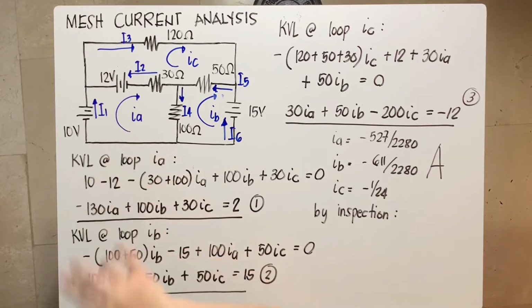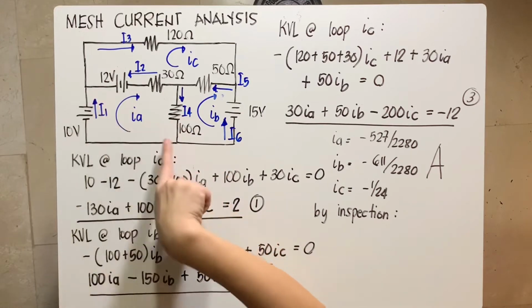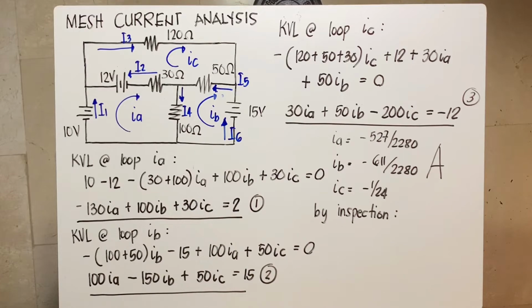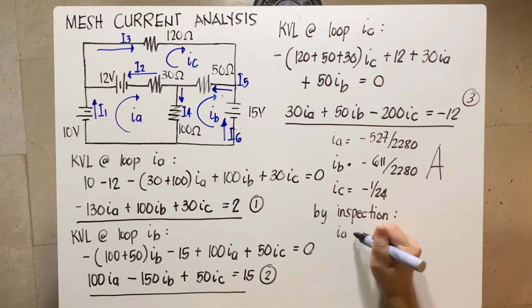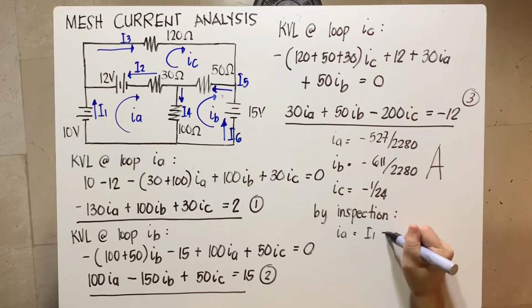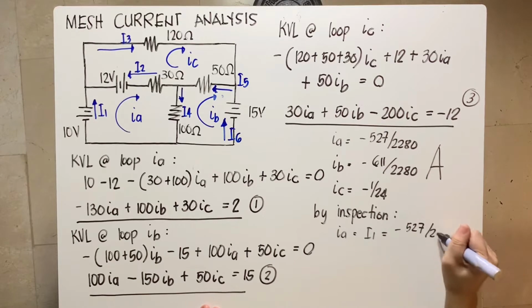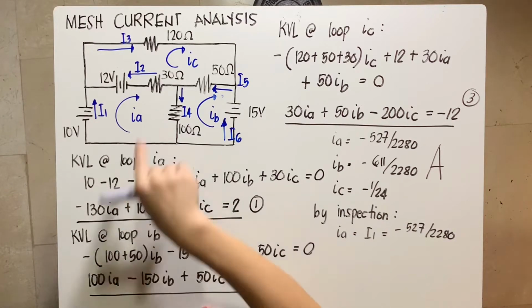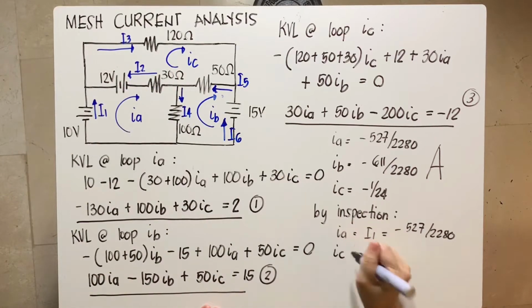So, tingnan lang natin yung direction. So, I1 is upwards. Ang tendency niyan pag ganito yan. And IA is clockwise. So, equal sila. Positive. Therefore, IA simply equivalent to I1. And that is negative 527 over 2280. Next, we have IC is equal to I3 na.